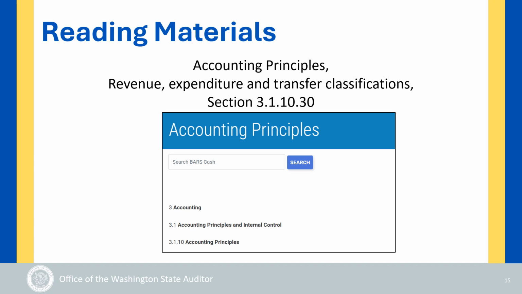Please take a moment to pause this video and visit the Cash BARS manual. Once in the manual, visit the accounting part. Expand the chapter for accounting principles and internal control, and go to the section titled Accounting Principles. Focus your attention on paragraph 30, titled Revenue, Expenditure, and Transfer Classifications. Read this paragraph for an additional understanding and details regarding revenues and expenditures.